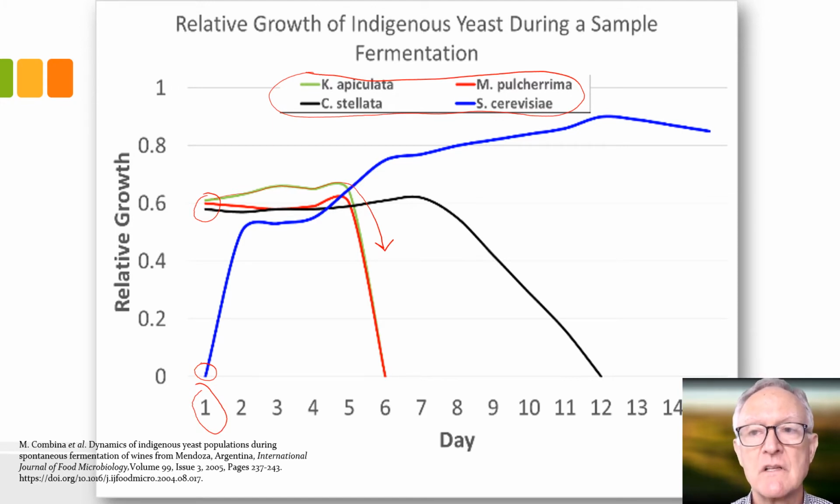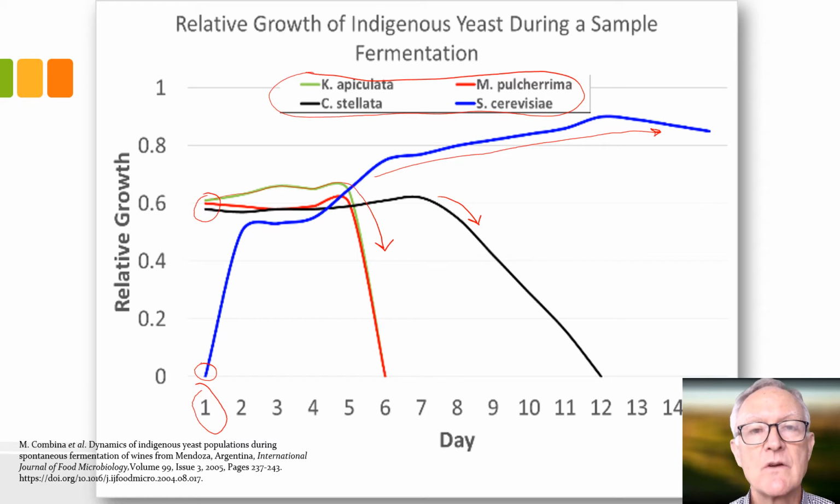And that's true for the Kloeckera apiculata, and the Metschnikowia, the red line, also dies off at about the same alcohol level. The Candida stellata is a little more tolerant, so it goes out to about day 7, day 8, and then it starts to die off too as the alcohol gets too high. But then look what finishes fermentation. It's the blue line. It's Saccharomyces cerevisiae, and its cell counts stay nice and high all the way to the end of fermentation, because typically Saccharomyces cerevisiae is tolerant of alcohol.